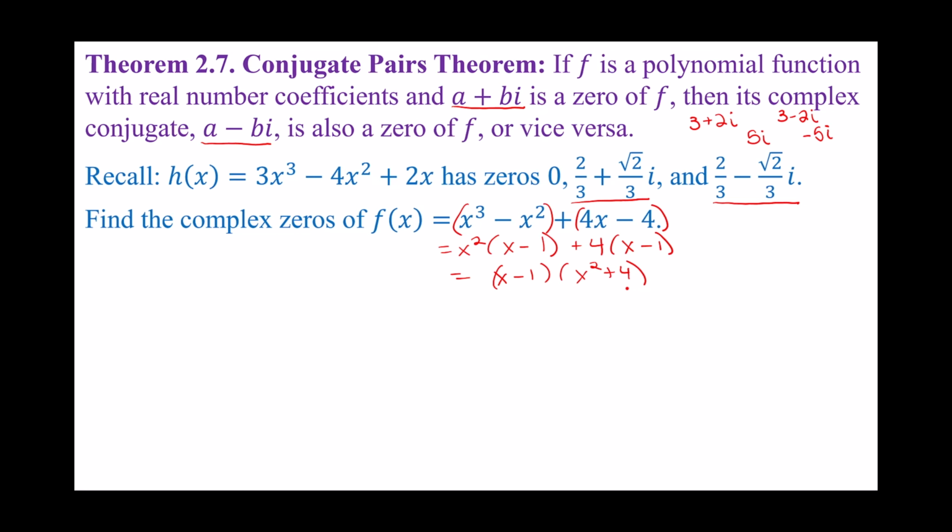X squared plus 4 cannot be factored further with real numbers, but I can find the complex zeros. So x squared plus 4 equals 0, then x squared equals negative 4, and x equals plus or minus the square root of negative 4, which is plus or minus 2i. So our zeros are 1, 2i, and negative 2i. Notice that 2i and negative 2i are complex conjugates, and they are both zeros of this function.